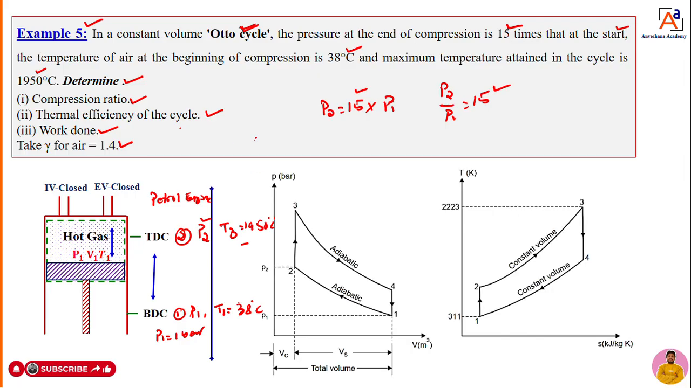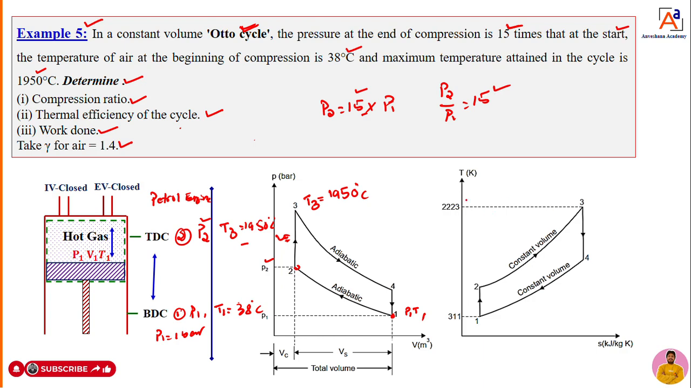How to do this? That we can see here now, dear students. Initially, the starting point is BDC, that is P1. He has given P1 and T1. Then he is telling that P2 is 15 times P1, so P2 is also given. Next, when we add heat, the cycle attains its maximum temperature at point 3. The maximum temperature T3 he has also given, that is 1950 degrees Celsius. Okay, fine. Now this data he has given.